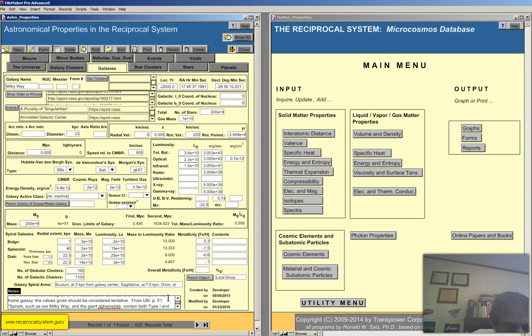Anyway, from The Unmysterious Universe, UM, page 51: spirals such as our Milky Way and the giant spheroids contain both type 1 and type 2 supernovae, which result from a different kind of stellar explosion that we examine in detail in chapter 16. Oh, I'm sorry, not the Unmysterious Universe, I mean the Universe of Motion. So sorry, UM means Universe of Motion.